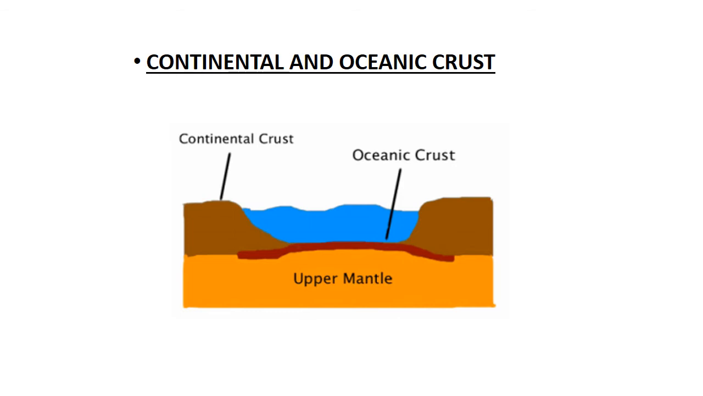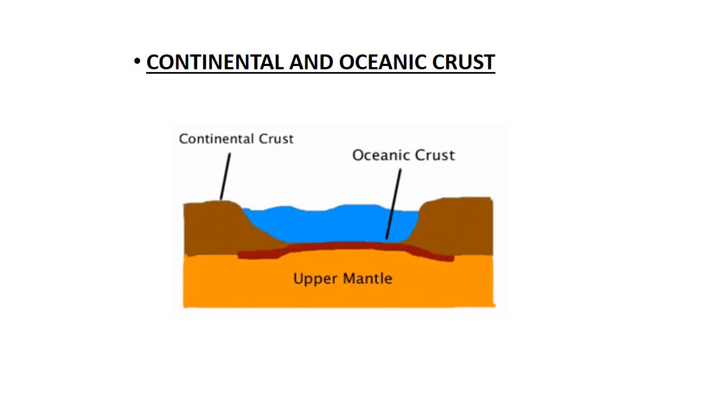and oceanic crust, this is the second layer of the crust. It is made up of silica and magnesium. It was earlier called sima because in the oceanic crust, the proportion of silica and magnesium is high. That's why it is known as sima. This layer is approximately 7 to 10 kilometers thick.